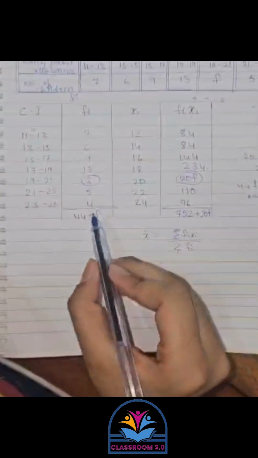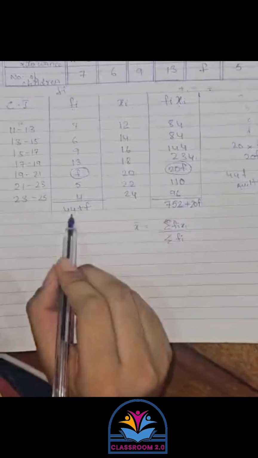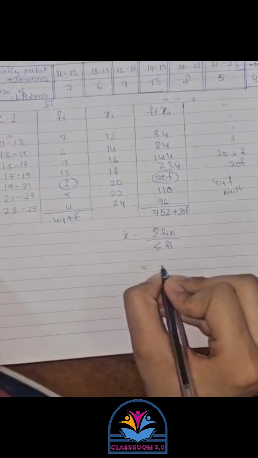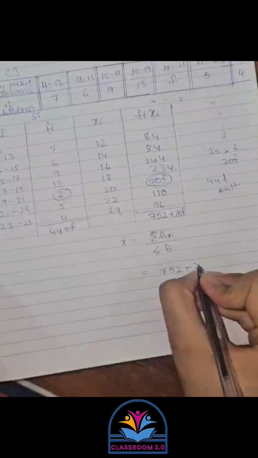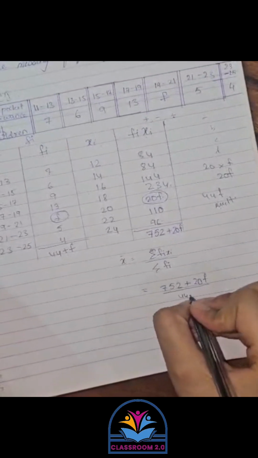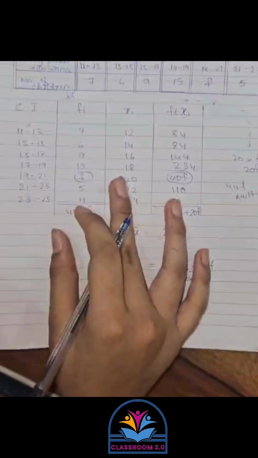Now we have got everything that we needed. We wanted sum of fi, we wanted sum of fixi, we have got it, right? Sum of fixi, sum of fi. Now just put them in the formula: 752 plus 20f by 44 plus f.